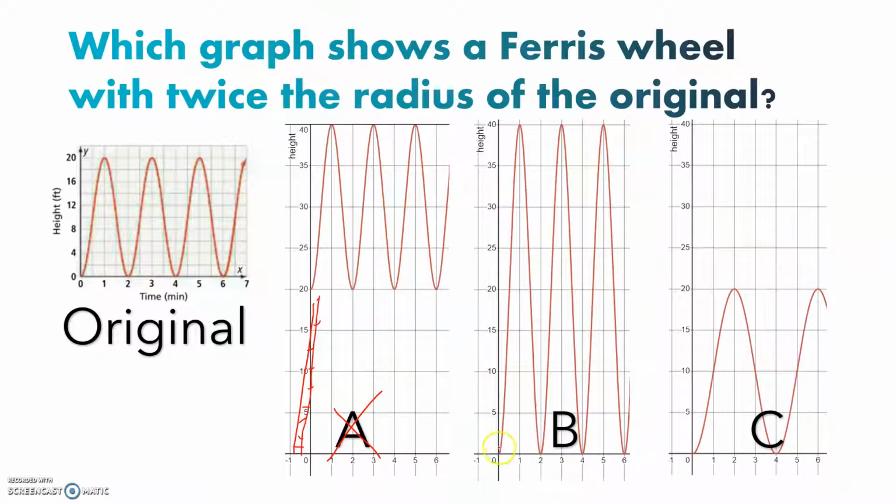B, I get on the gondola car at 0, and then my height goes all the way up to 40 and then back down to 0. So B looks like a good answer to this question. That has twice the radius.